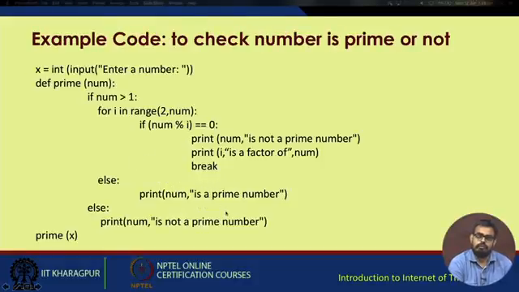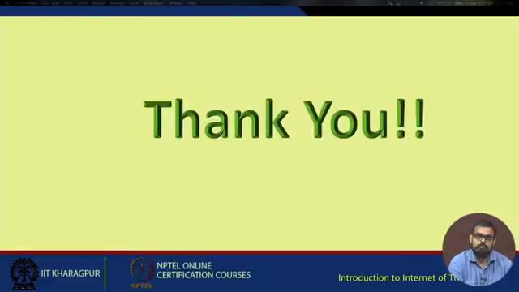Another example code is to check whether a number is prime or not, and so on. These kinds of complications can be increased, and you can have multiple nested loops, you can have multiple functions, function within a function, although it's not advisable, but still.